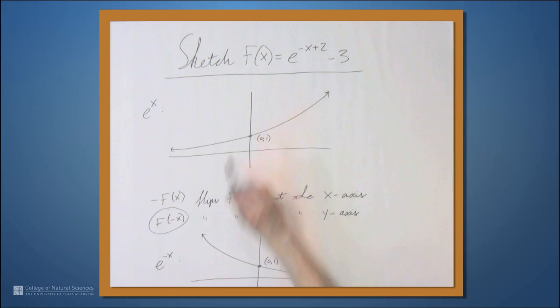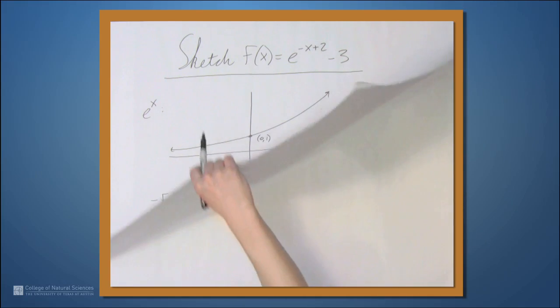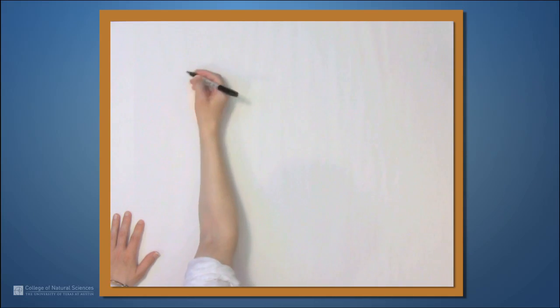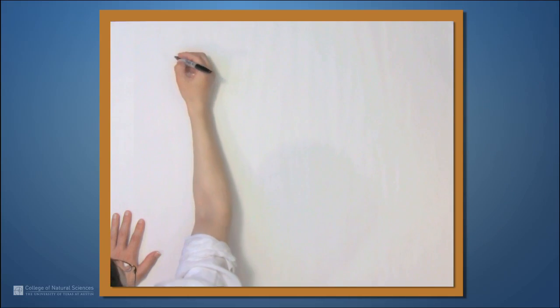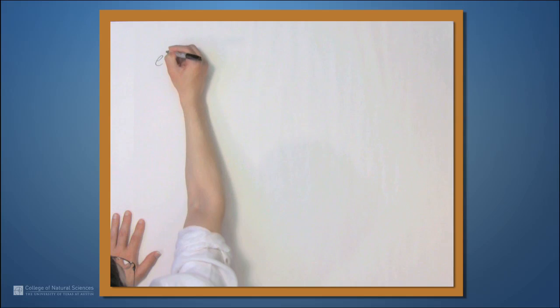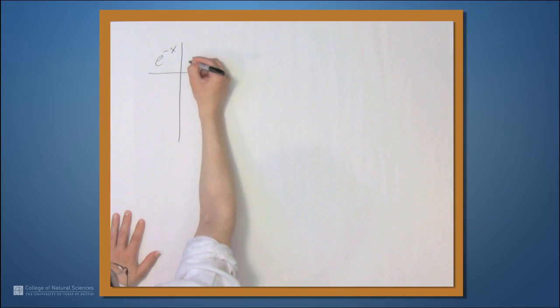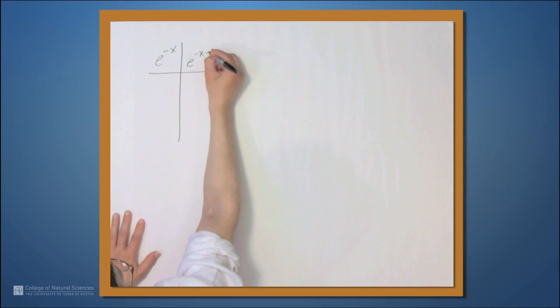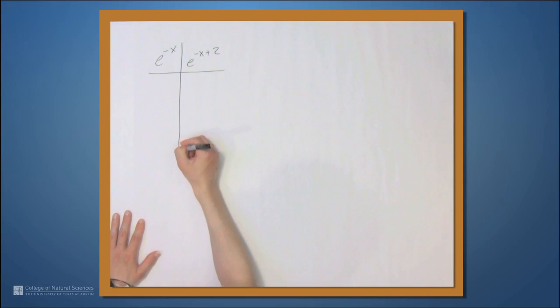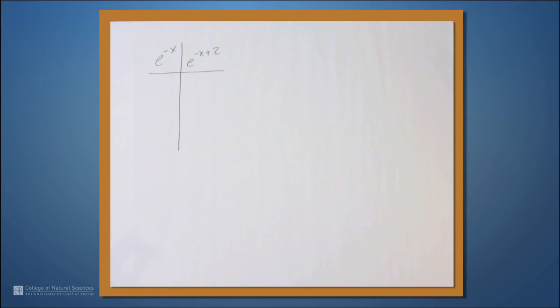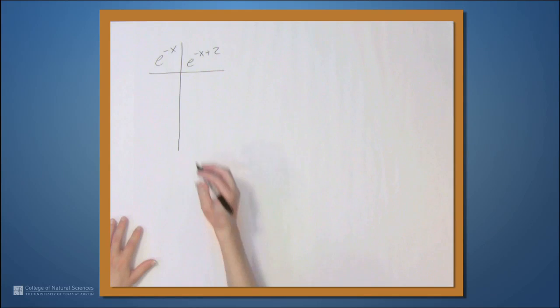Next step, let's add this plus 2. It's going to be a little bit trickier. Let's start on a new sheet of paper. So let's think about what adding 2 must do to the graph. Let's make a little table. E to the negative x and e to the negative x plus 2. So let's plug in a few values for x. Let's plug in 1, 2, and 3.